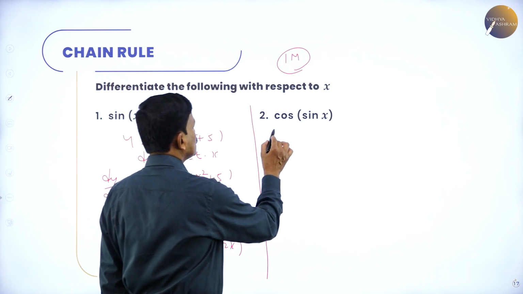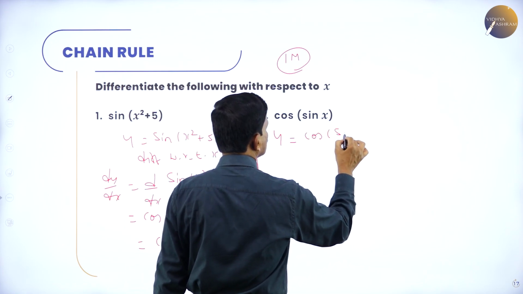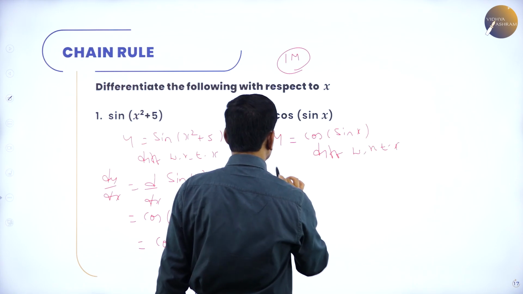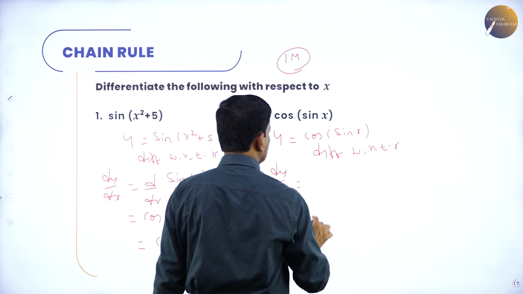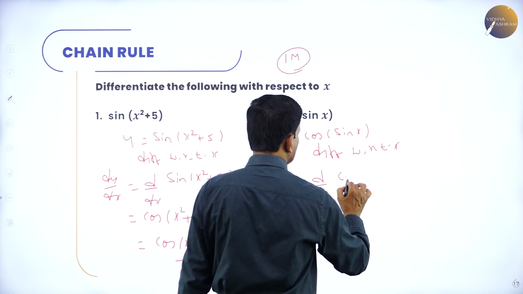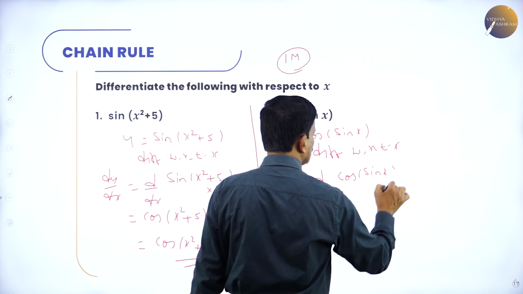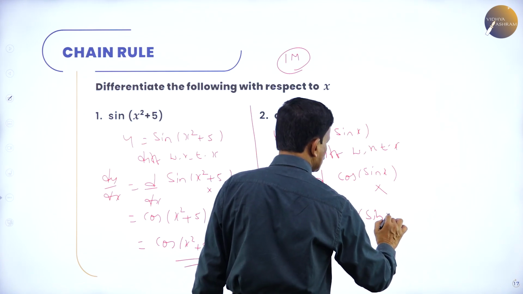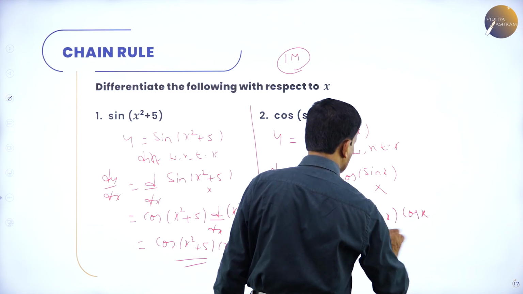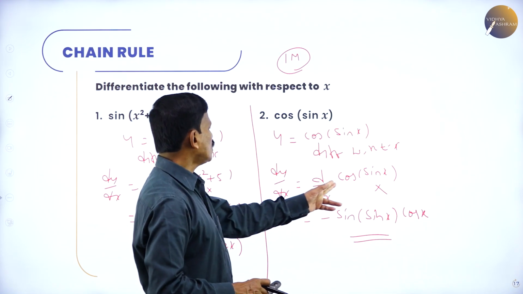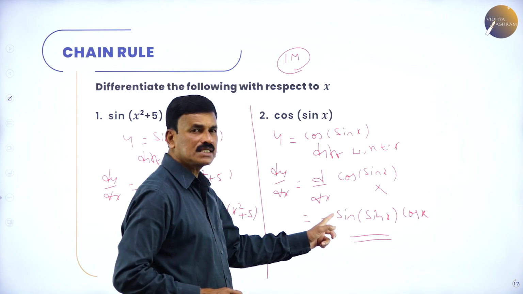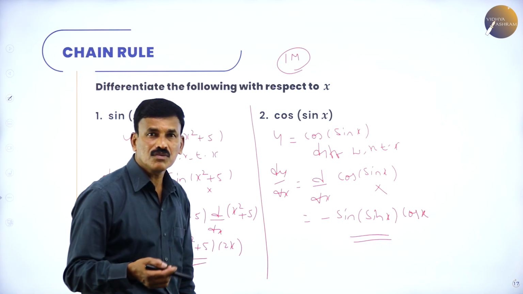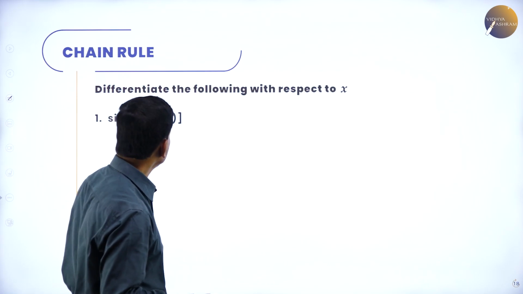On the other hand, let us take this. y is equal to cos of sin x. Differentiating with respect to x, dy by dx is equal to d by dx of cos of sin x. Now, let us call sin x as X. What is the differentiation of cos X? Minus sin of (sin x) into the differentiation of sin x, which is cos x. That's it. Here, the differentiation of cos X is minus sin X, where instead of X we have sin x, into d by dx of sin x, which is cos x. That is a 1 mark problem. Move on to the next type of problem.